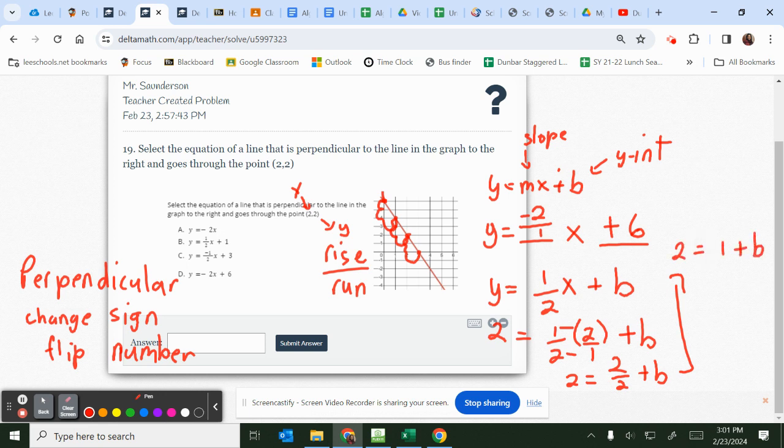Now I would move the 1 to the other side. To move the positive 1 to the other side, I would subtract 1. So your b is equal to 2 take away 1, which is 1. The equation for your perpendicular would be this equation, but you replace your b with 1. So the equation is going to be y = 1/2 x + 1. So the answer would be B. All right, guys, just like that.